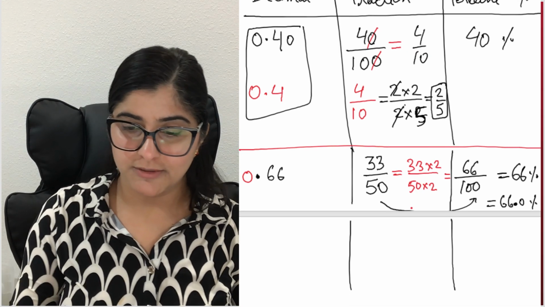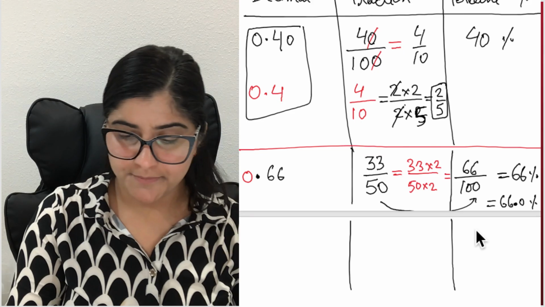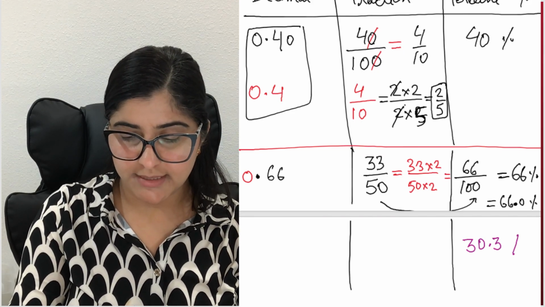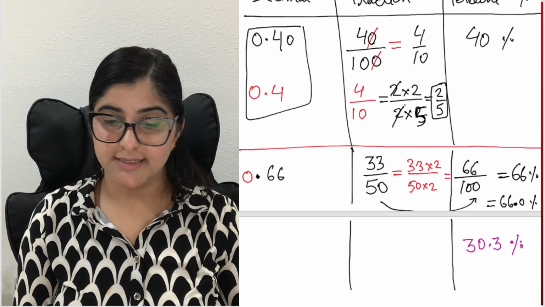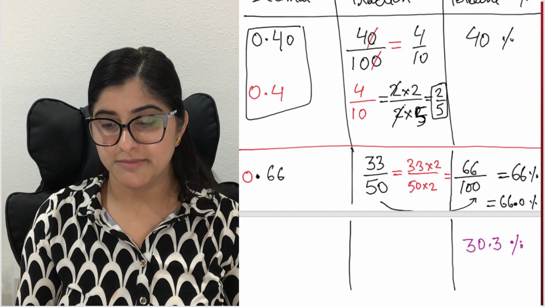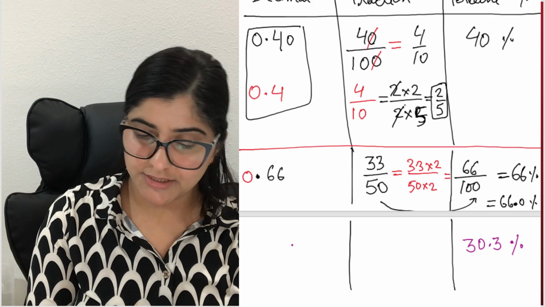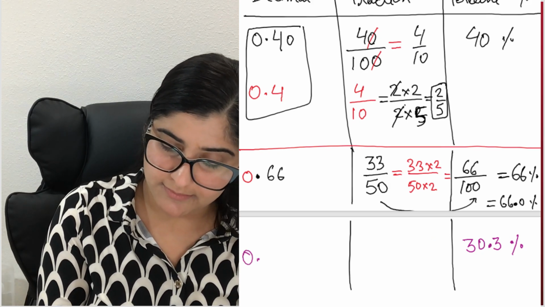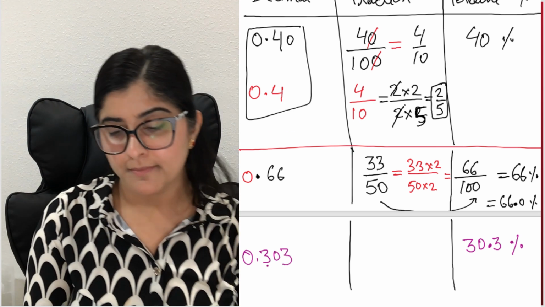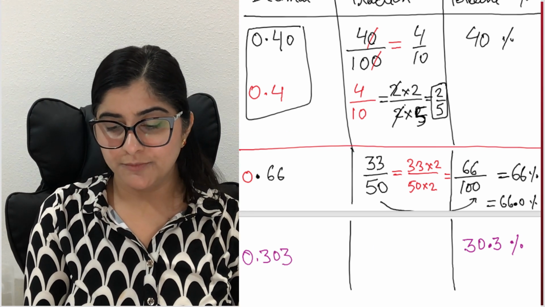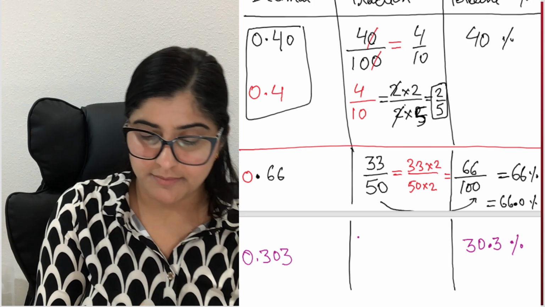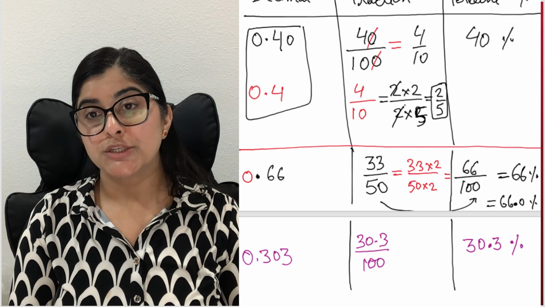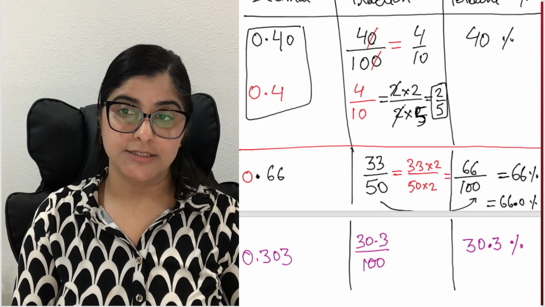Let's do one problem where we are given the percentage sign. So suppose we are given 30.3%. Write the decimal representation and the fractional representation. Decimal representation is simple. We just move the decimal 2 places to the left. It will become 0.303. And to write down a fraction, we know that 30.3% means 30.3 out of 100. So now simplify this fraction as much as you can.